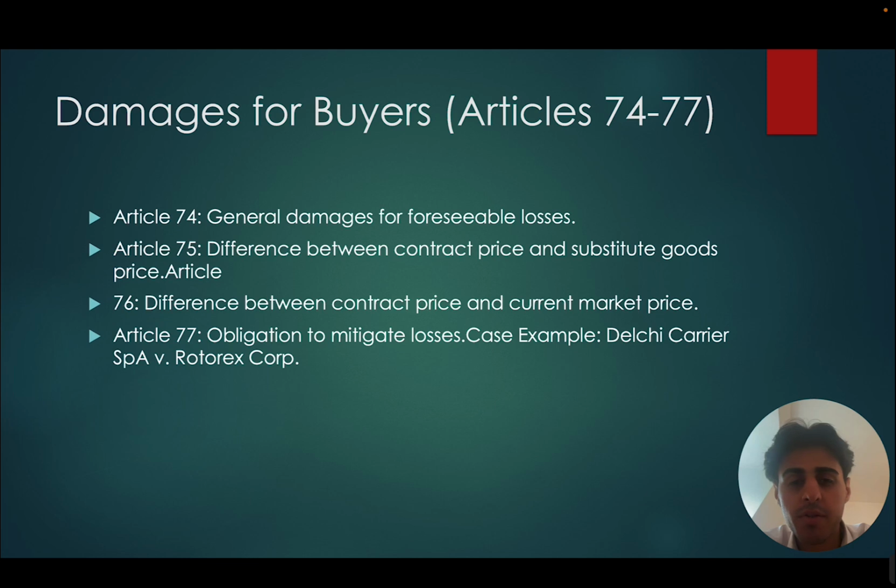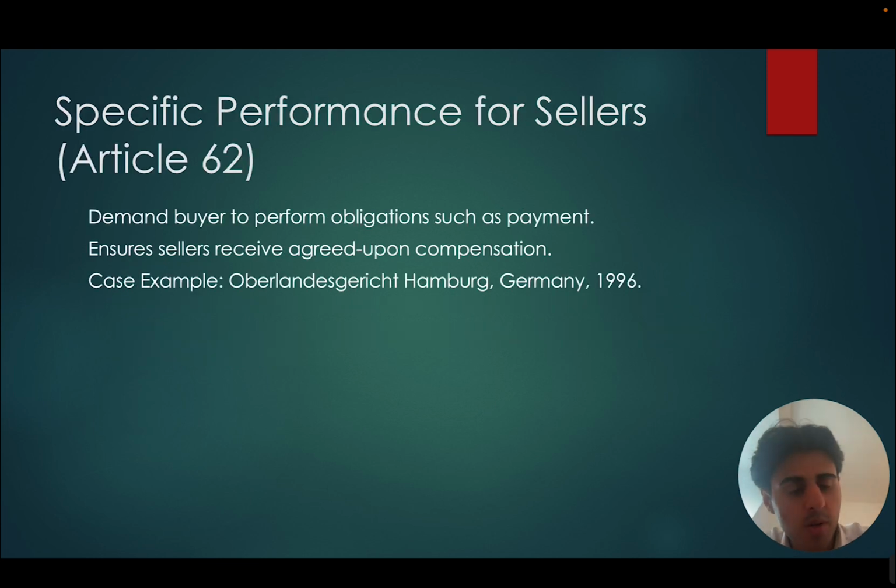An illustrative case for this would be Delchi Carrier SpA v. Rotorex Corp, where the buyer was awarded damages for the seller's breach, including lost profits and additional costs incurred due to non-conforming goods. And next we can look at Article 62, which is specific performance for sellers.